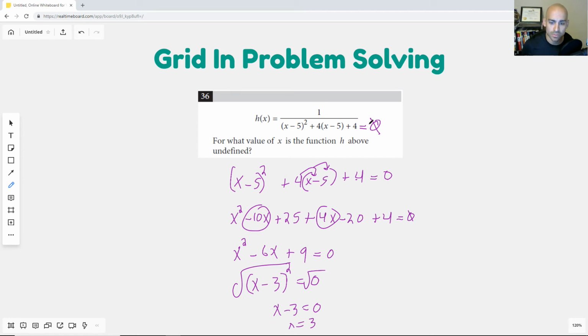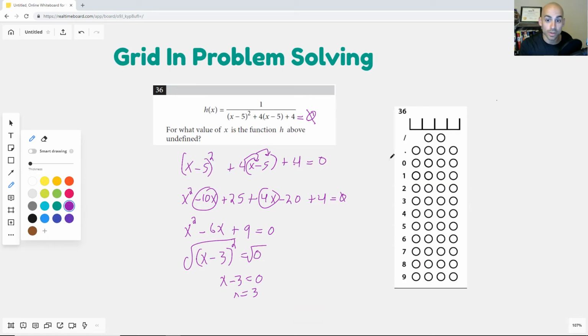This is a grid-in response. Voila, this is a grid-in response. So what I'll do is I'll go ahead and fill this in. And I will say 3 here, and then fill in 3 here, and I'll call it a day.